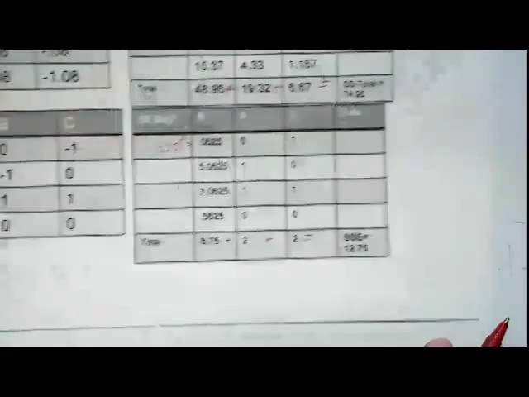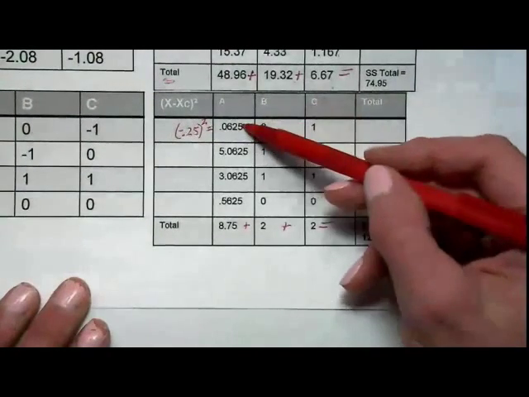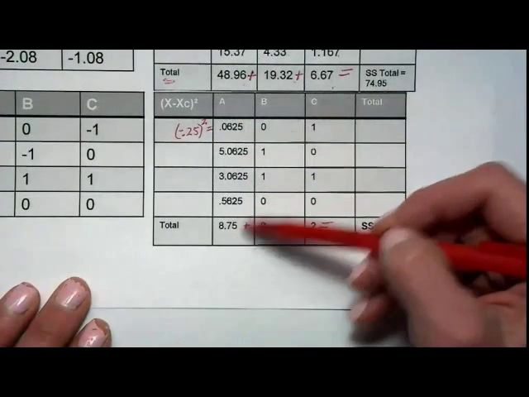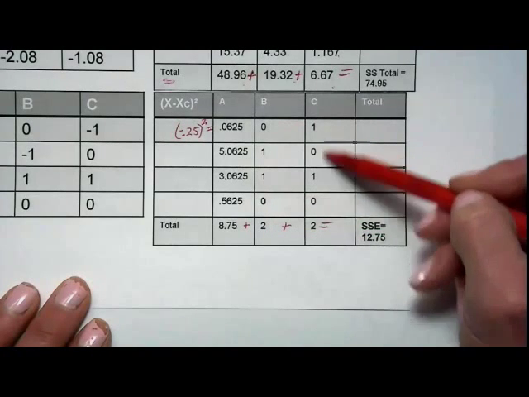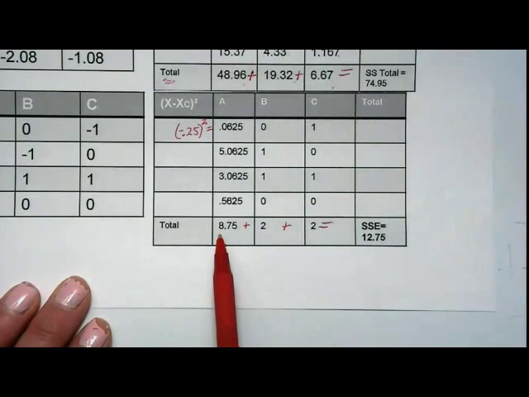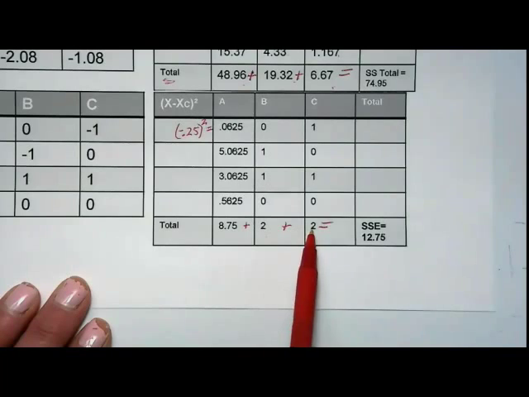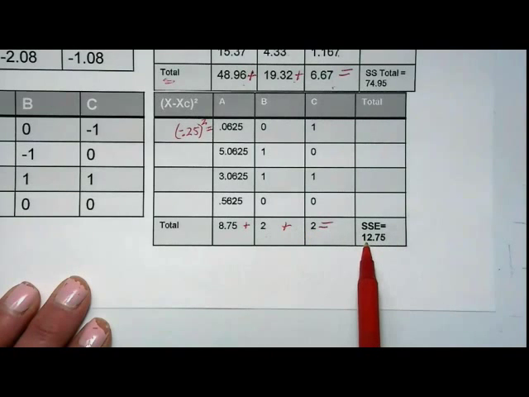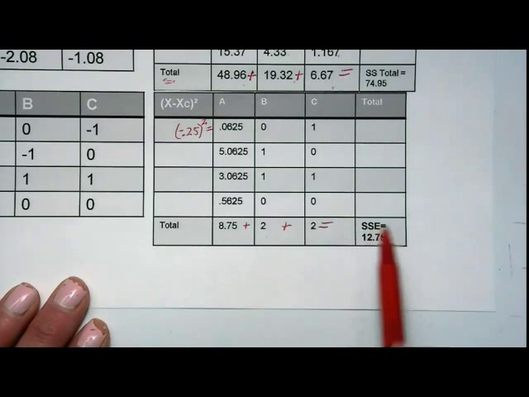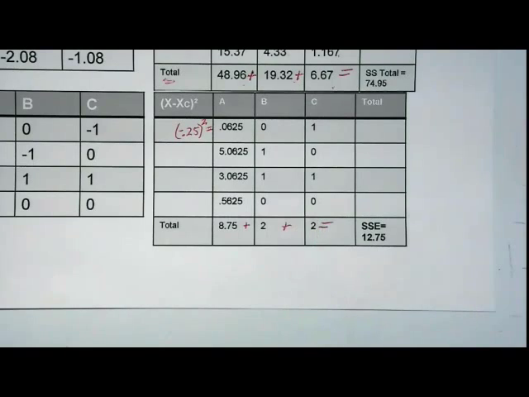The lower one, same thing. We're going to total this, get a number, total this, get a number, total this. We add these three numbers, in this case got 12.75, and this is the sum of the squares error. It's the squared error within a column. It's the error within a column.